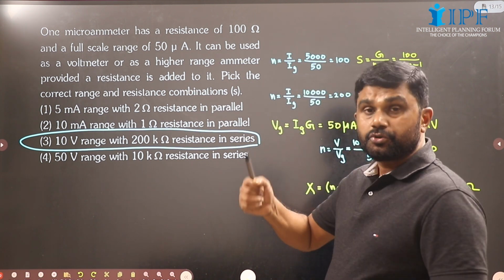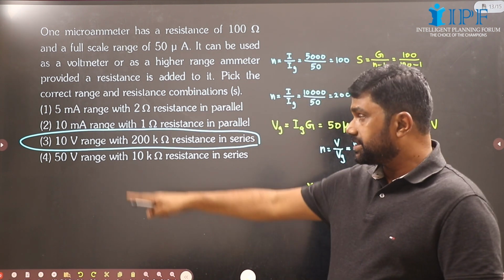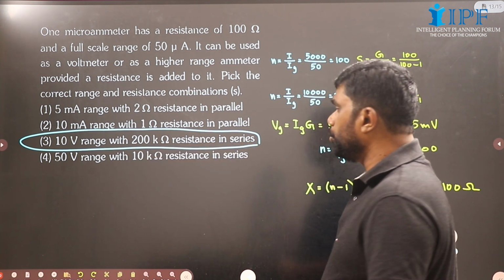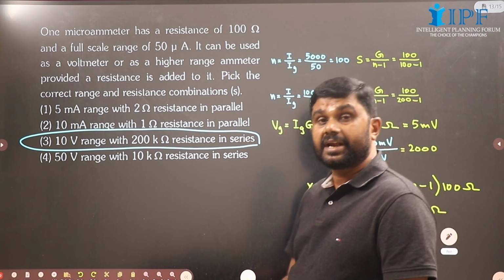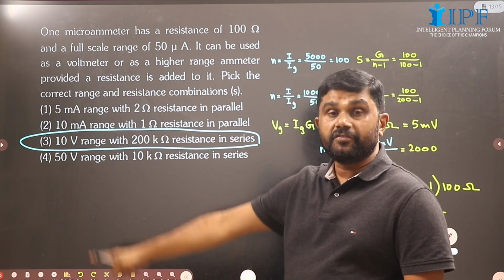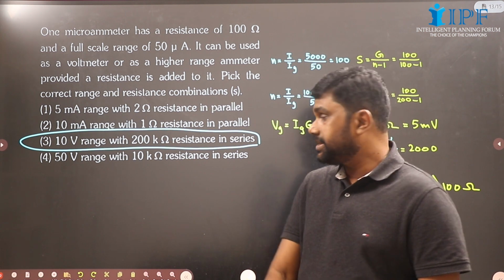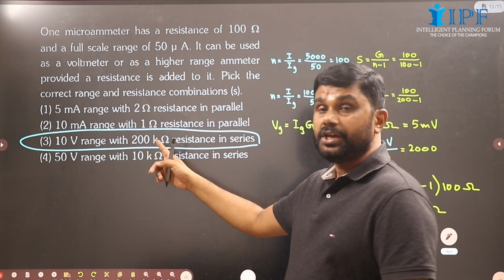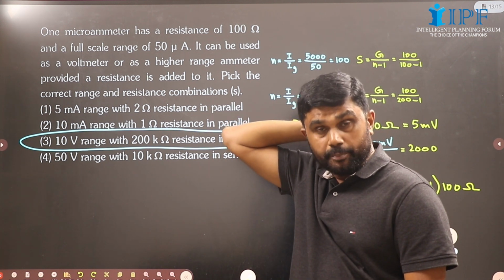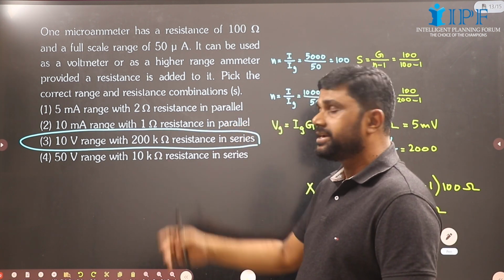To convert it into a voltmeter capable of measuring 10 volt, we have to connect 200 kilo ohm. So that is the range. If we want to increase the range to 50 volt, we will have to connect 200 into 5, that will be 1000 kilo ohm, meaning 1 mega ohm, but it's given as 10 kilo ohm. So that's not correct.